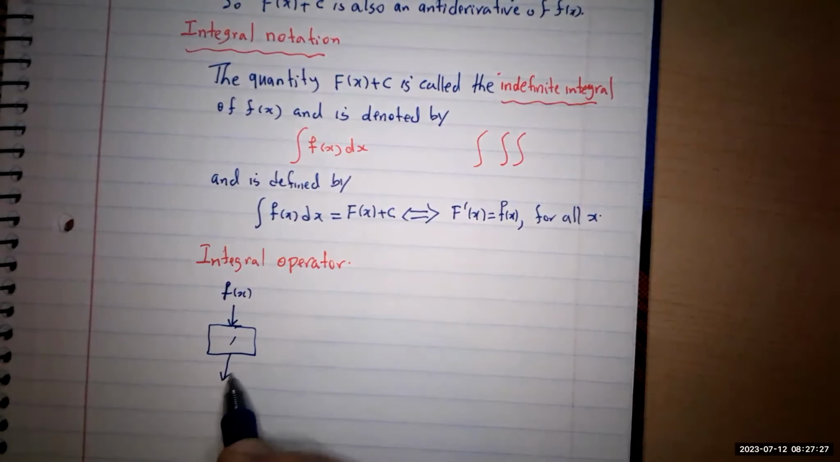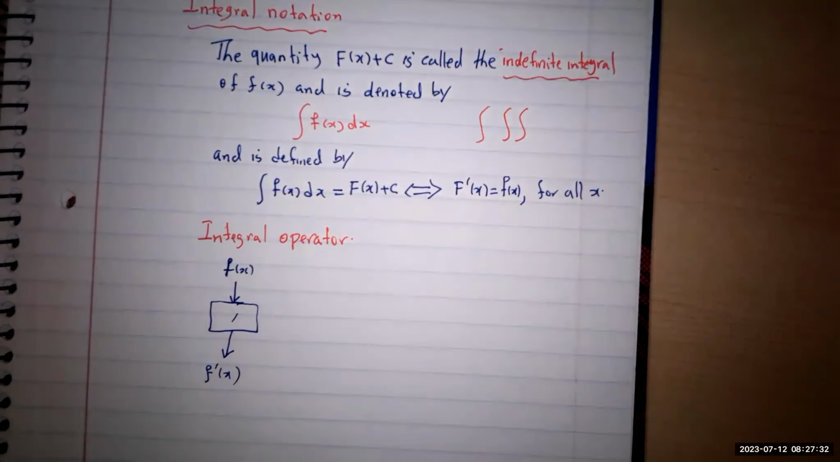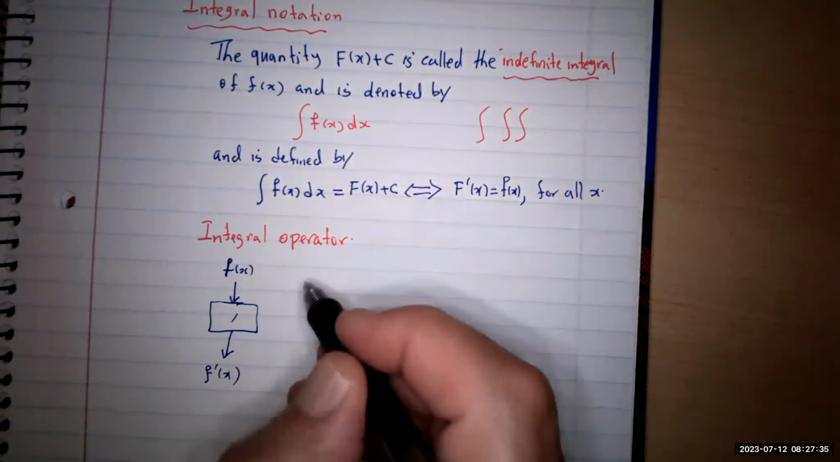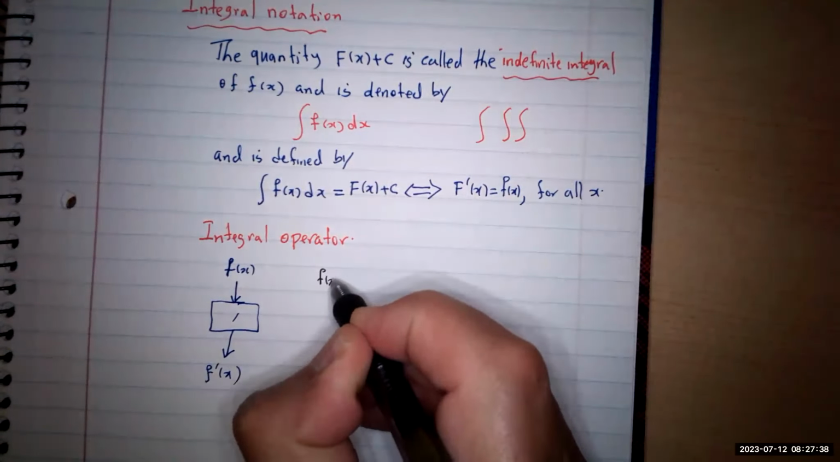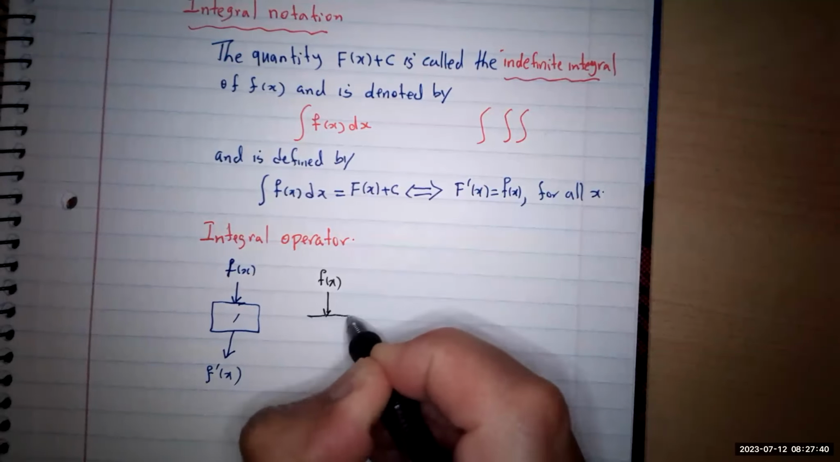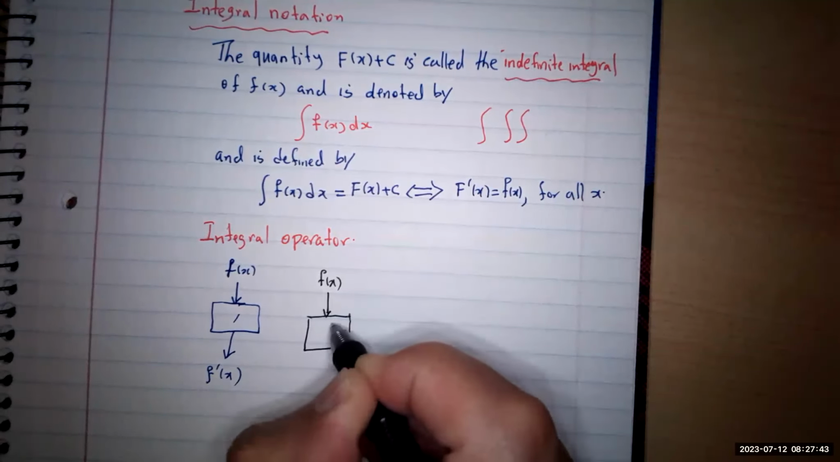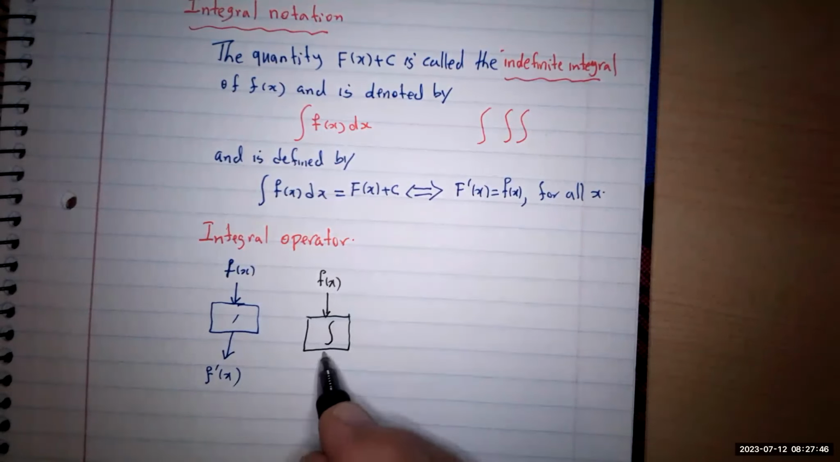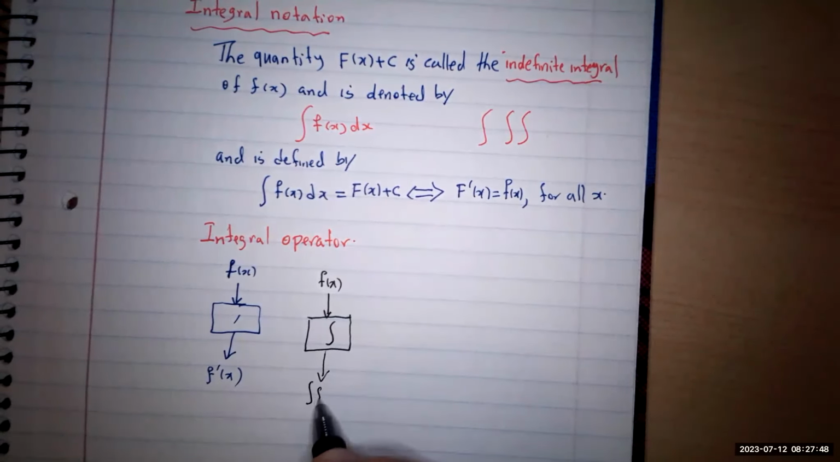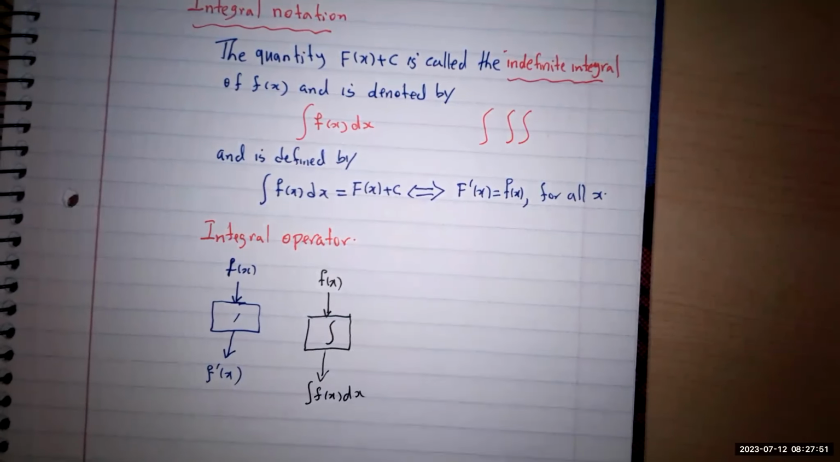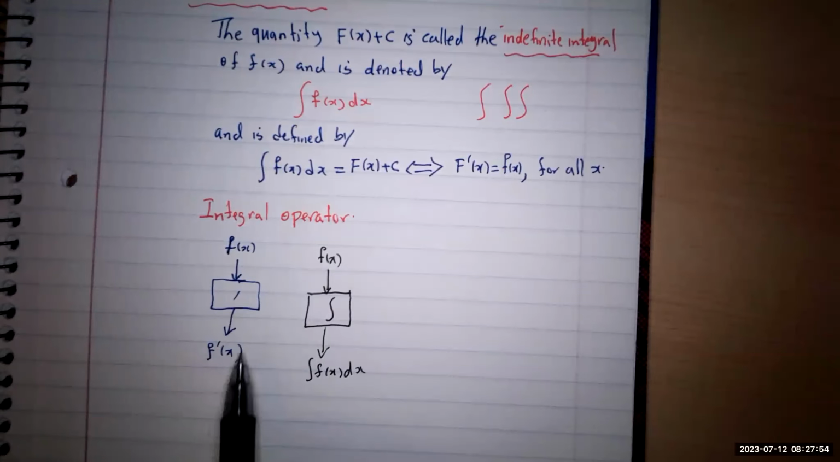So the result was denoted by f prime of x. That's the previous machine. Now this new one, you get the f of x and you drop it into what? You drop it into the integral machine. That integral machine gives you the integral of f of x dx. So this is the derivative operator, and this is the integral operator. Or this is differentiation, and this is antiderivative differentiation, if you like.